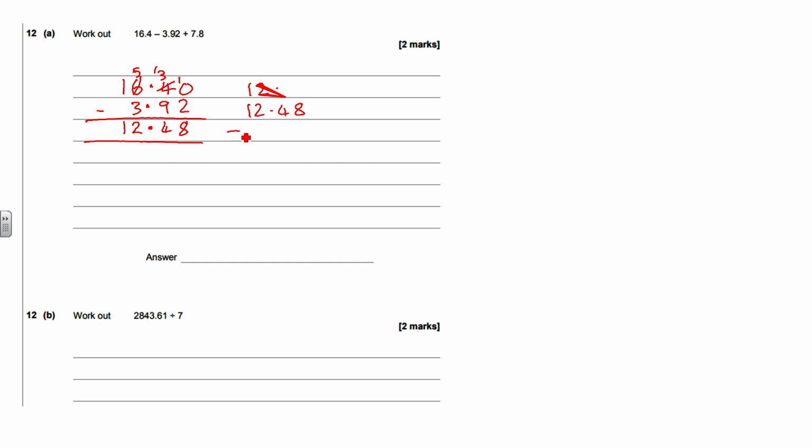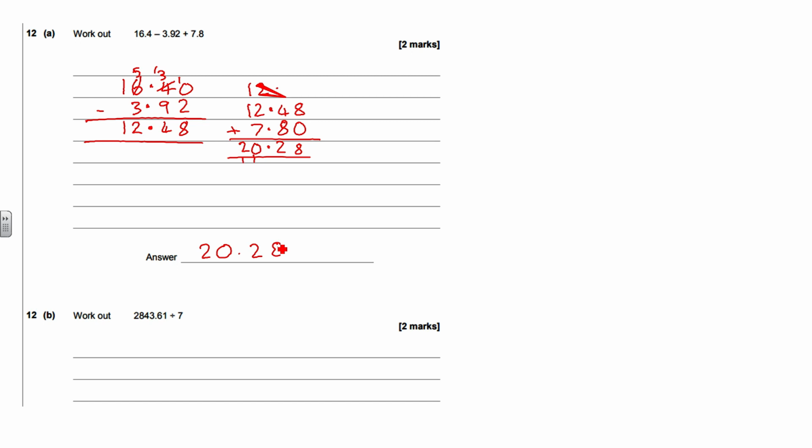12.48 plus 7.8. So again, lining up at the decimal point, 8 plus nothing is 8, 4 plus 8 is 12, and then the decimal point's there. 2 plus 7 is 9, plus 1 is 10, and 1 and 1 is 2, so I get 20.28.